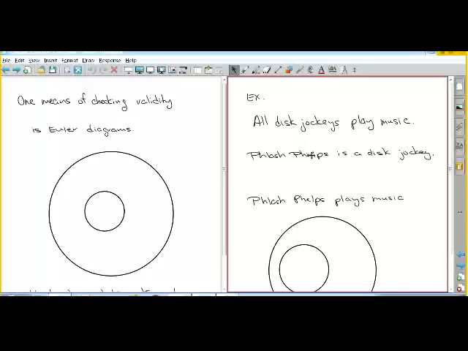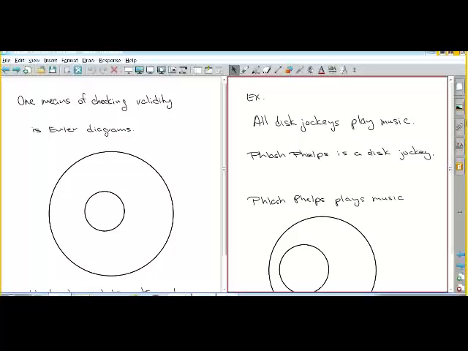So here are our premises. The first premise is all disc jockeys play music. The second premise is Flash Phelps is a disc jockey. And this is our conclusion. We're going to use this diagram to show whether this is a valid argument or not.